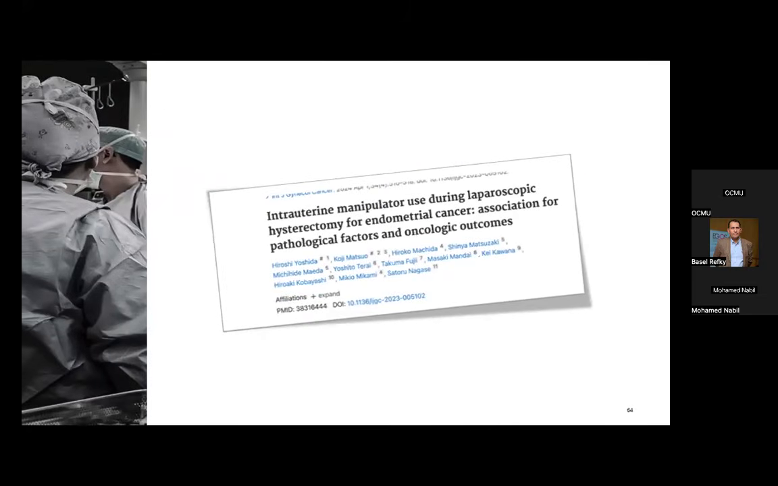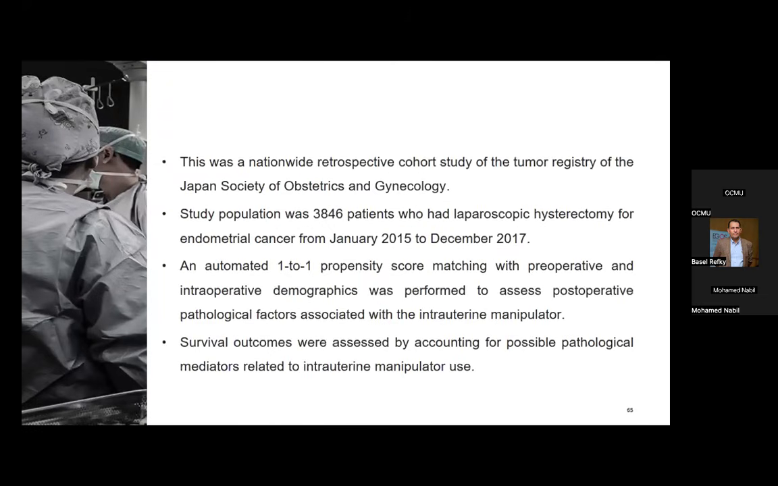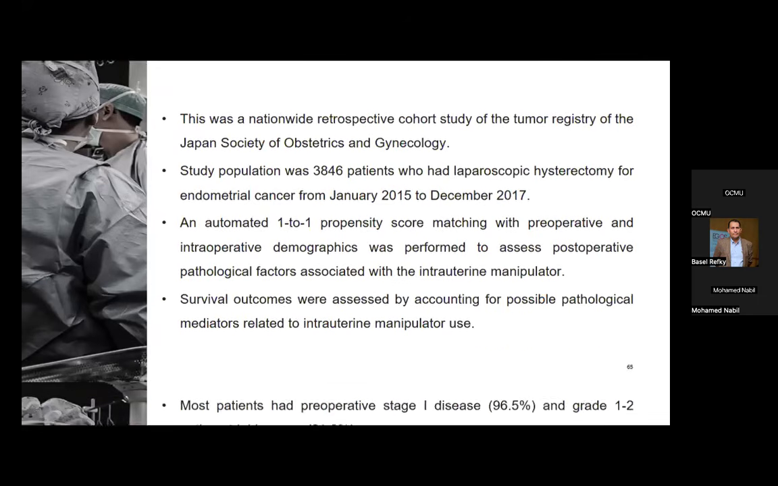Last year, or I think this was published recently, last year or this year, I don't remember, there was a large study from a Japanese group. The study population was about 3,800 patients who had a laparoscopic hysterectomy for endometrial cancer from 2015 to 2017. Survival outcomes were assessed by accounting for possible pathological mediators related to the intrauterine manipulator use.